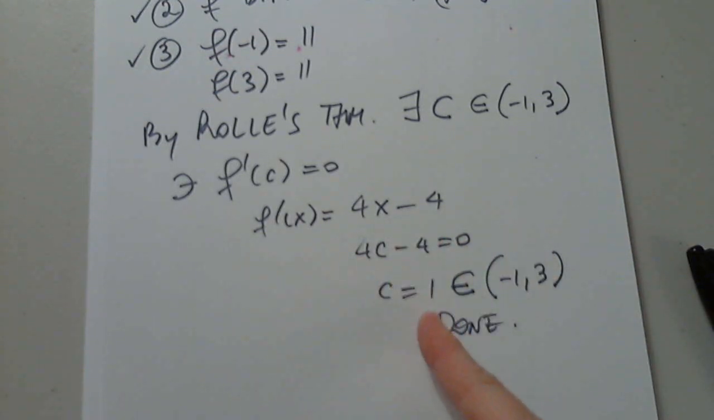Move forward, divide by 4, we get 1. So 1 is in the given interval, and it's done. We don't have to write anything else. Any questions on this?